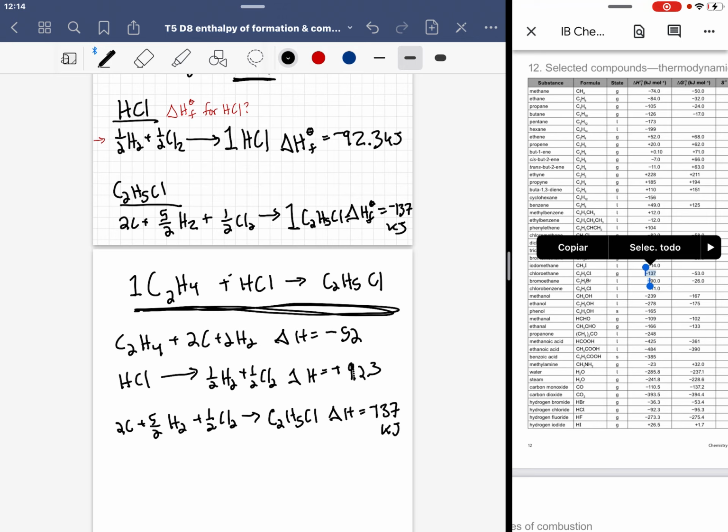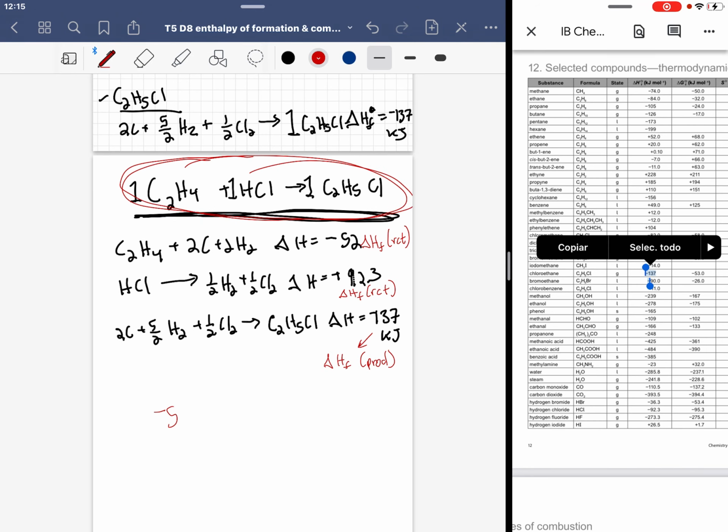I didn't need to reverse or change coefficients because I have all 1 coefficients here. It is balanced, and this last one was going the right way. So just to remind myself, here I had delta H formation for my reactant in my overall equation. Here I also had delta H formation for my reactant in my overall equation. And this was delta H formation of my product in my overall equation. All right, so then I'm just going to combine them together: negative 52 plus 92.3 minus 137. And you're just going to put that into your calculator.